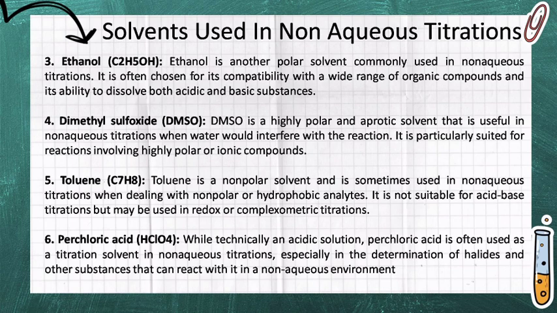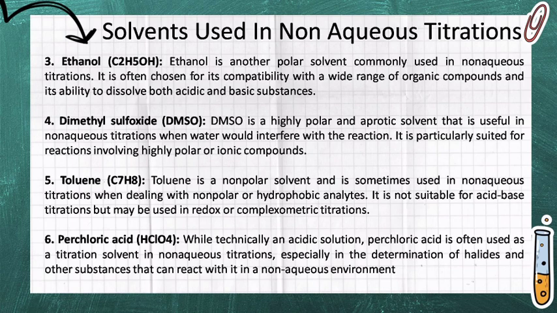DMSO is a highly polar and aprotic solvent that is useful in non-aqueous titrations when water would interfere with the reaction. It is particularly suited for reactions involving highly polar or ionic compounds. Fifth, toluene, C7H8. Toluene is a nonpolar solvent and is sometimes used in non-aqueous titrations when dealing with nonpolar or hydrophobic analytes. It is not suitable for acid-base titrations but may be used in redox or complexometric titrations.